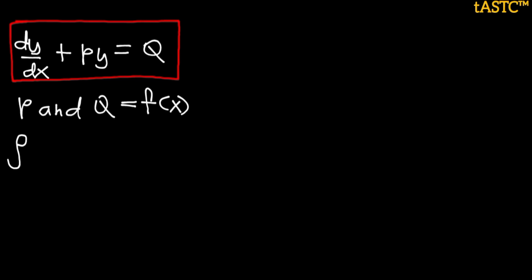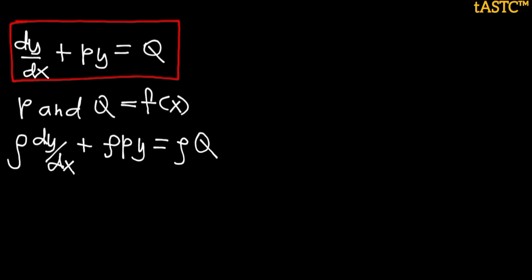Now if we multiplied the equation by rho, this is what we're going to have. So rho multiplied by dy/dx is going to give us rho dy/dx. And rho multiplied by this, we're going to have rho py. And on the other side, if we multiplied rho by q, we're going to have rho q. Now we need to hold this equation also at the back.